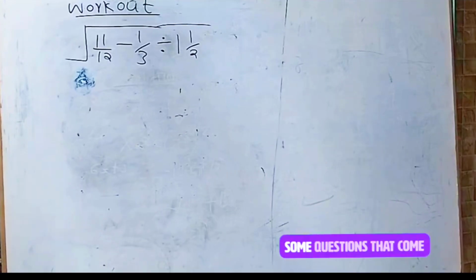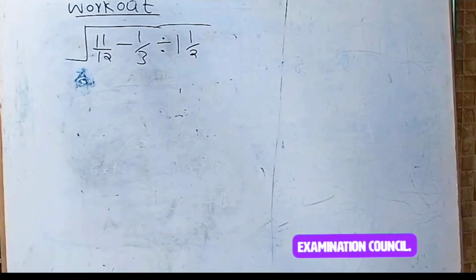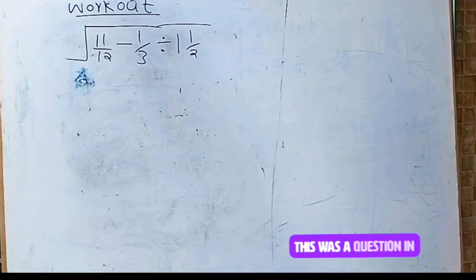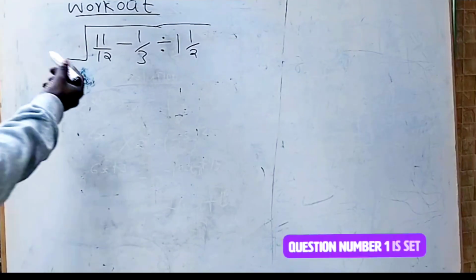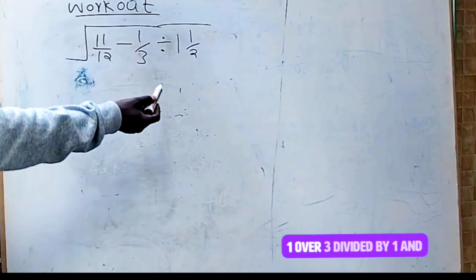Today we want to look at some questions that come in the Kenya National Examination Council. They are repeatedly set in the Kenyan Examination Council. So this is an example. This was a question in 2025, question number 1. Question number 1 is set: work out the square root of 11 over 12 minus 1 over 3 divided by 1 and 1 over 2. This is how we do it.